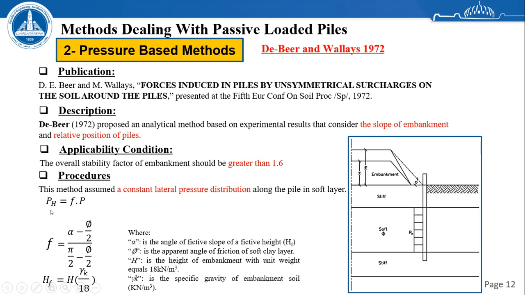Using this value of the lateral pressure distribution, we can calculate the maximum bending moment on the pile using the following equation, which is equal to the lateral pressure multiplied by the pile diameter multiplied by the thickness of the soft layer to the power 2, divided by 8. We see in this pressure-based method that the lateral pressure is a function of the vertical stress of the embankment.